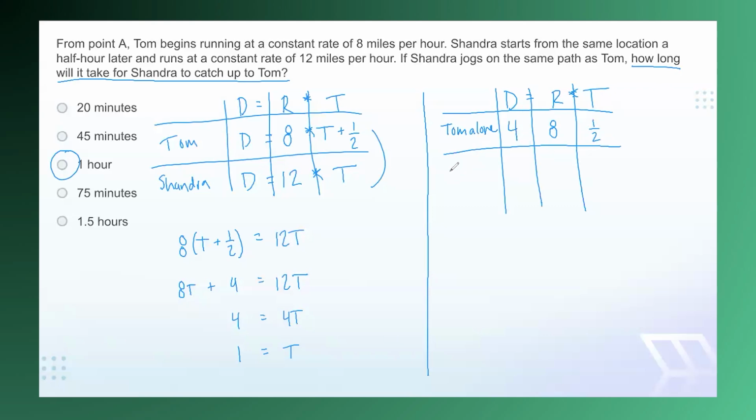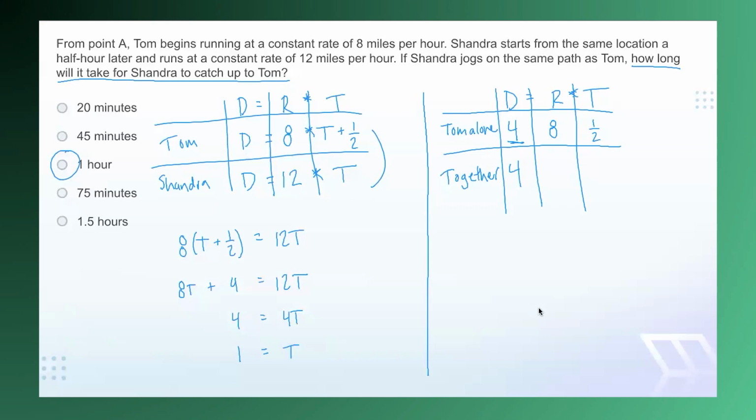All right, at this point, Chandra starts running, and they are running together. Now, this is the important part. These 4 miles that Tom ran alone are the distance that Chandra needs to make up. Yes, Tom is going to keep running extra miles that Chandra is going to need to run too, but the work that is being accomplished while they are running together is catching up on that 4-mile difference. So the distance for our together row will be 4.